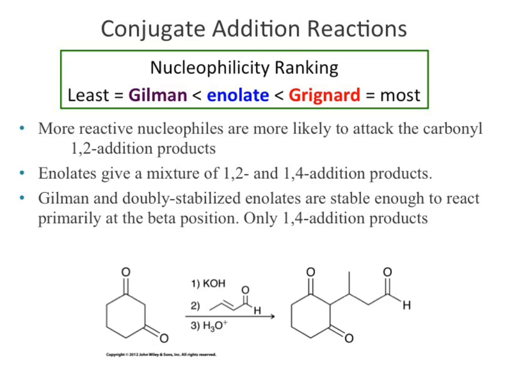What happens with our enolates? Well, enolates are resonance stabilized, and depending on how much resonance, they kind of look like a Grignard, they kind of look like a Gilman. So they kind of float through the middle. So your enolates can favor both the 1,2 and the 1,4. But if I have a doubly resonance stabilized enolate, that now pushes it closer to our Gilman reagent. We expect the 1,4 addition.